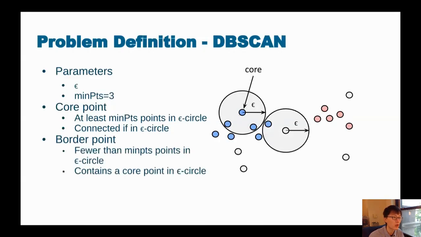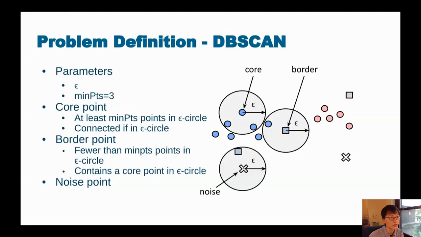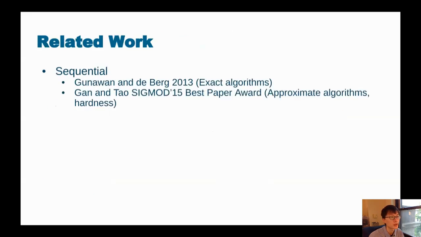Let me next define border points. A border point has fewer than minPts number of points in its epsilon circle. However, we can see that the circle contains at least 1 core point. So it will have the same cluster assignment as the core points in its epsilon circle. We still have 2 points left, and these are called noise points, and noise points do not have cluster assignments.